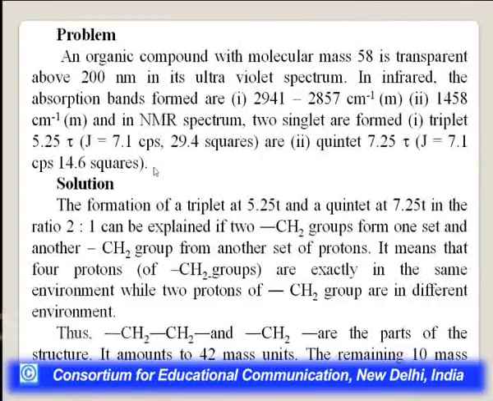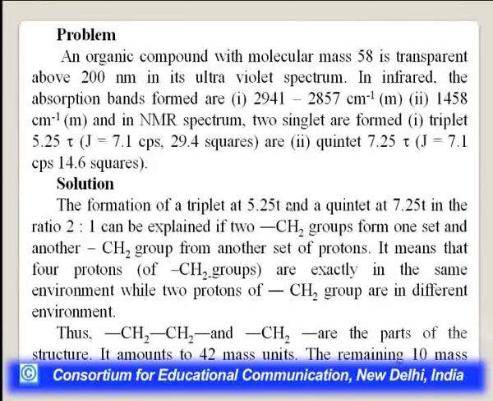So this is the problem, and here you can see all 3 kinds of data: UV visible spectrum, IR spectrum, and NMR spectrum. So we will start one by one. The formation of a triplet at 5.25 and a quintet can be explained in this ratio with the help of this coupling constant, that is 14 multiplied by 2 gives nearly 29. So we can explain this.